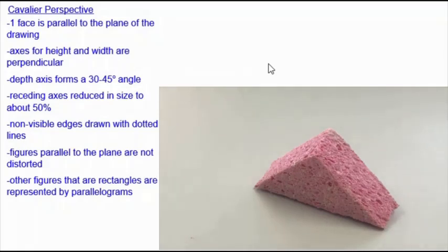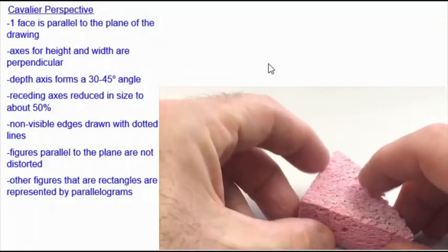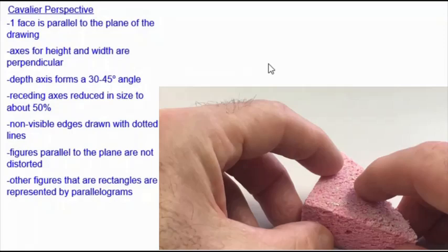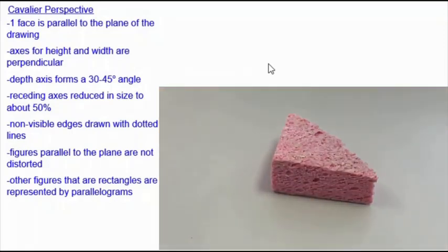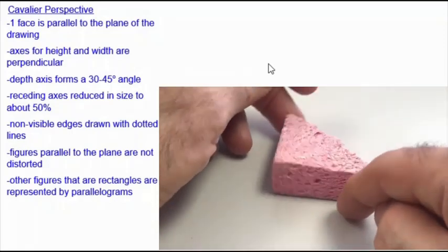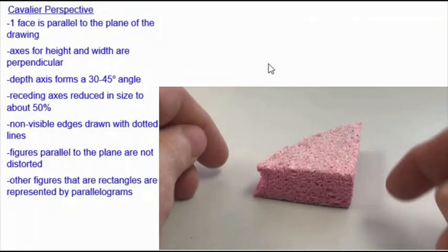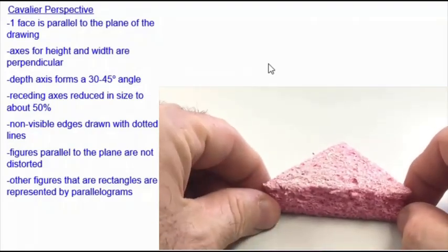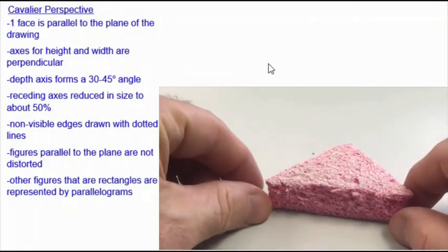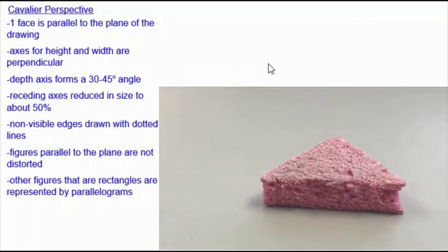showing right now. What about when the triangle is on the bottom? We can have a Cavalier perspective that looks something like this. We can also twirl it around and have it look something like this. And finally, we can twirl it around so that this longest rectangle is the front face. And we have a Cavalier perspective that looks like this.